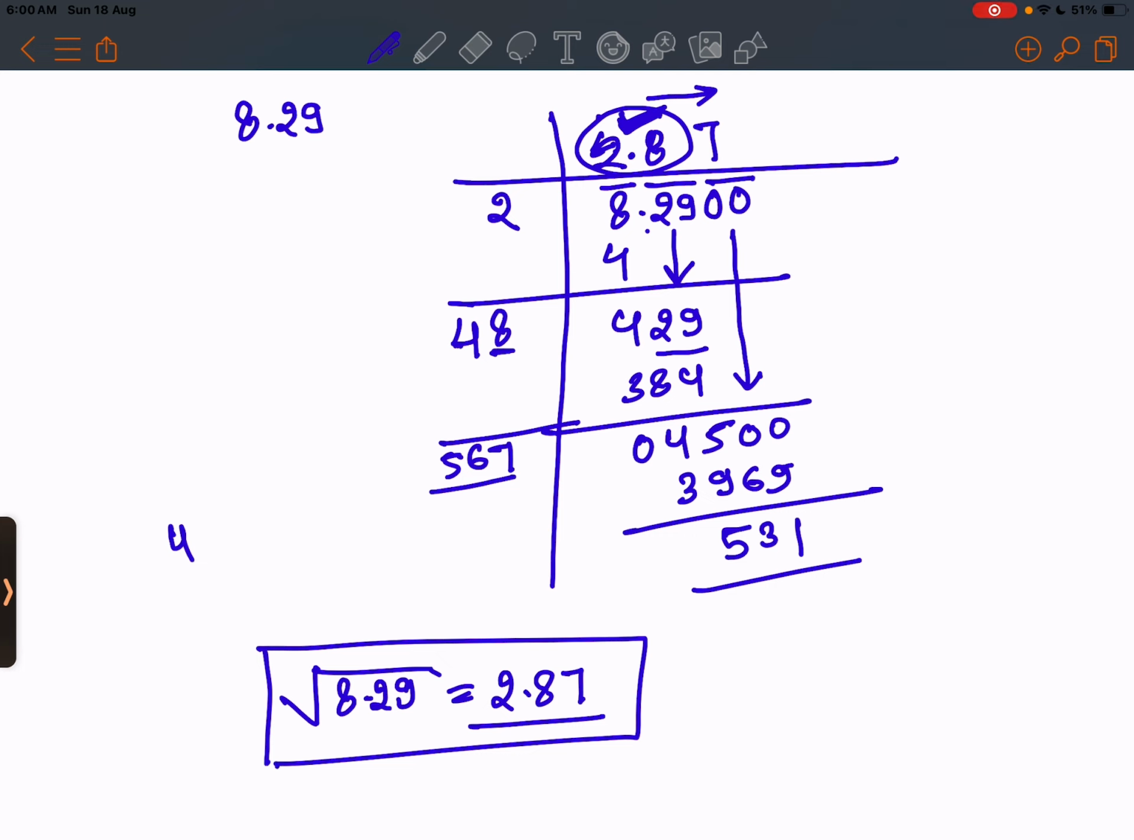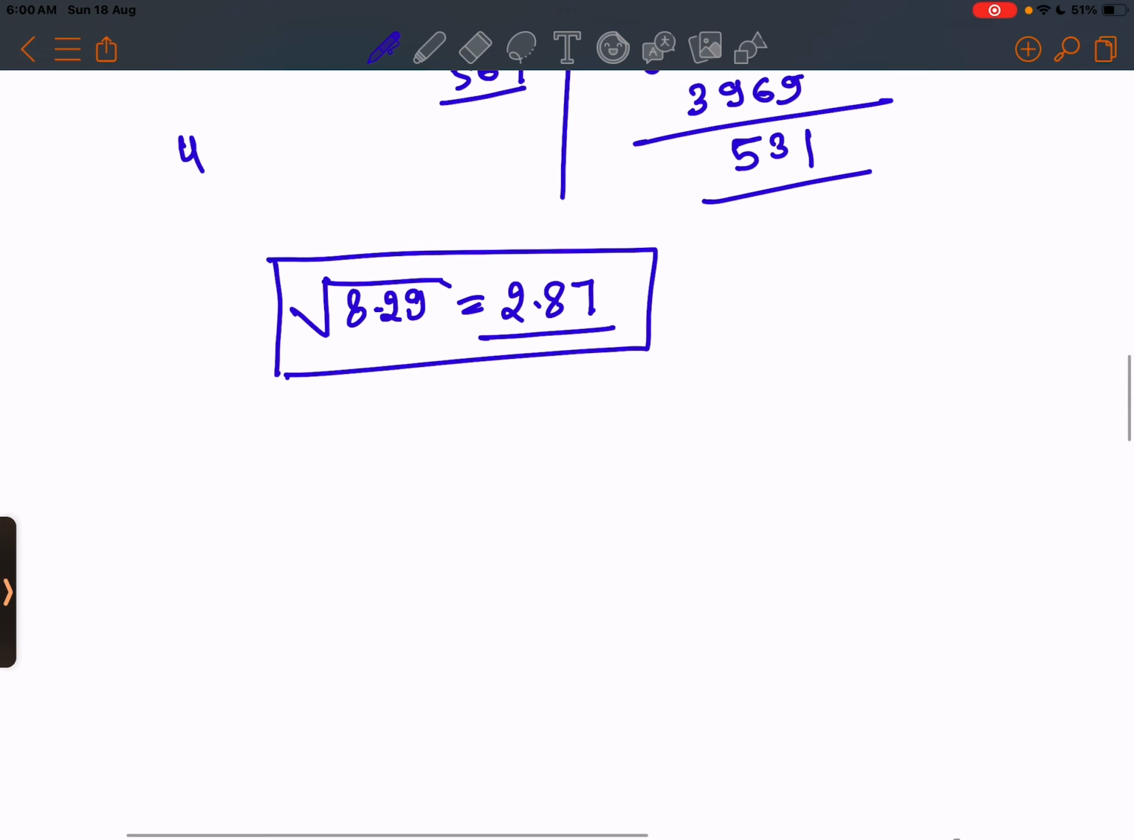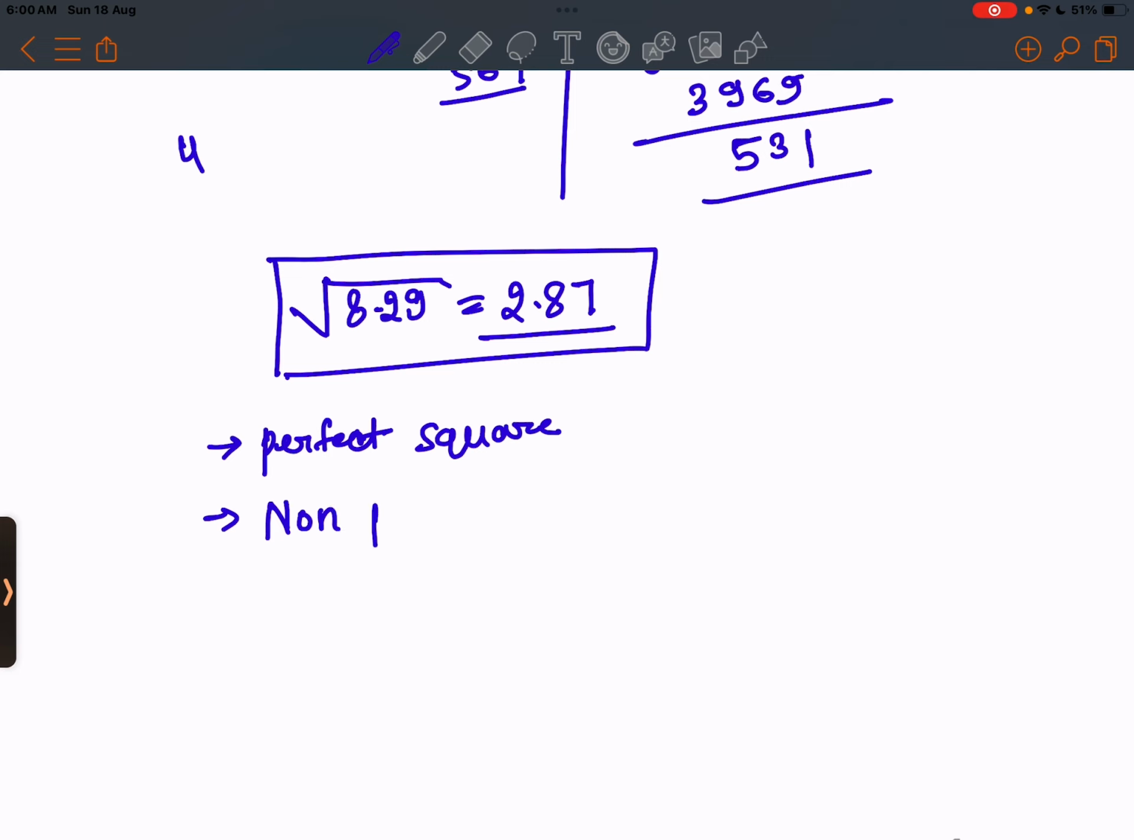In a similar way, we have to find the square root of the number, which we have seen for the perfect square, square root and non-perfect square root from the division method.